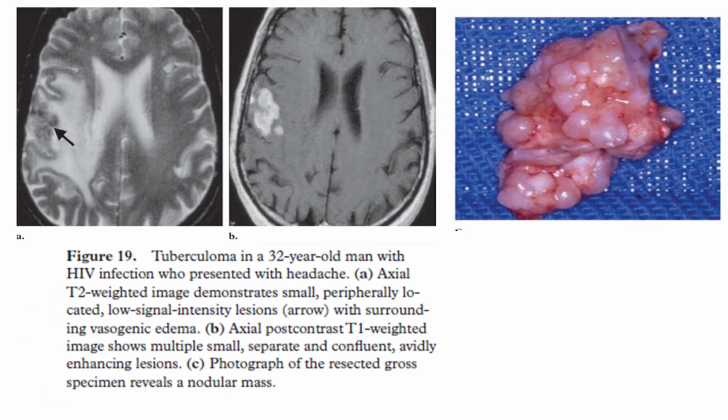Here we can see tuberculoma in a 32-year-old man with HIV infection who presented with headache. First image is an axial T2 weighted image demonstrating a small peripherally located low intensity lesion with surrounding vasogenic edema. Second image, axial post-contrast T1 weighted image showing multiple small separate confluent avidly enhancing lesions. Third image, we can see a photograph of the resected gross specimen revealing a nodular mass.